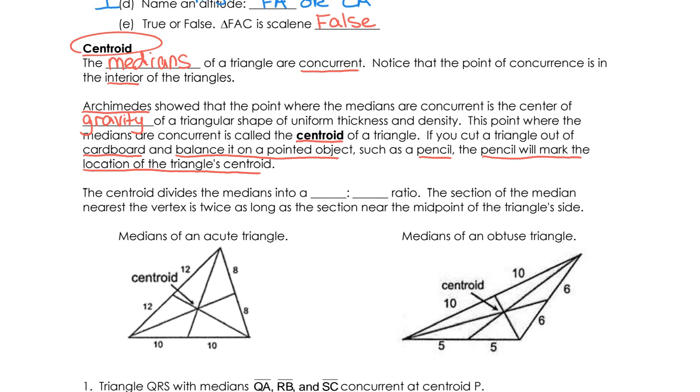Okay. The centroid is special in math because it divides the median into what they call a 2-to-1 ratio. In this part, there are two equal parts, and then there's 1 equal part here. And so medians can be divided into 3 equal parts, but they contain 2 parts in one piece and 1 part in the other.